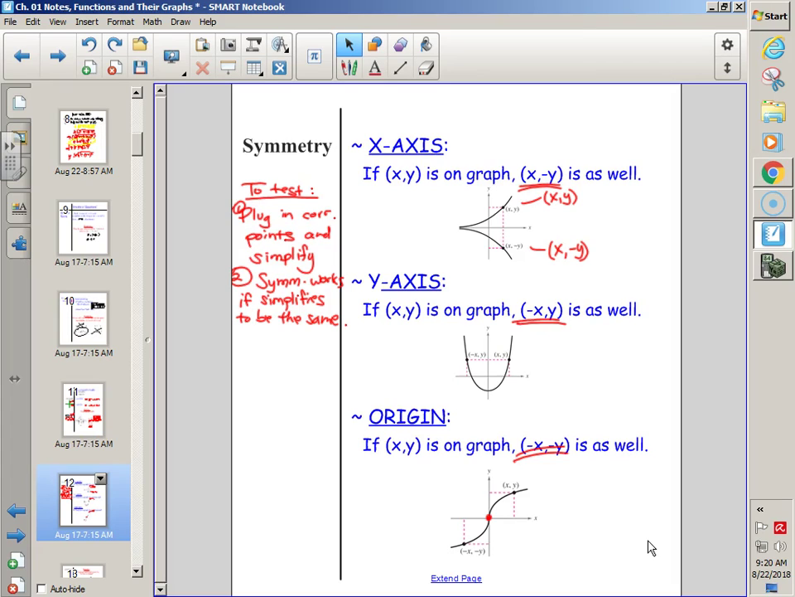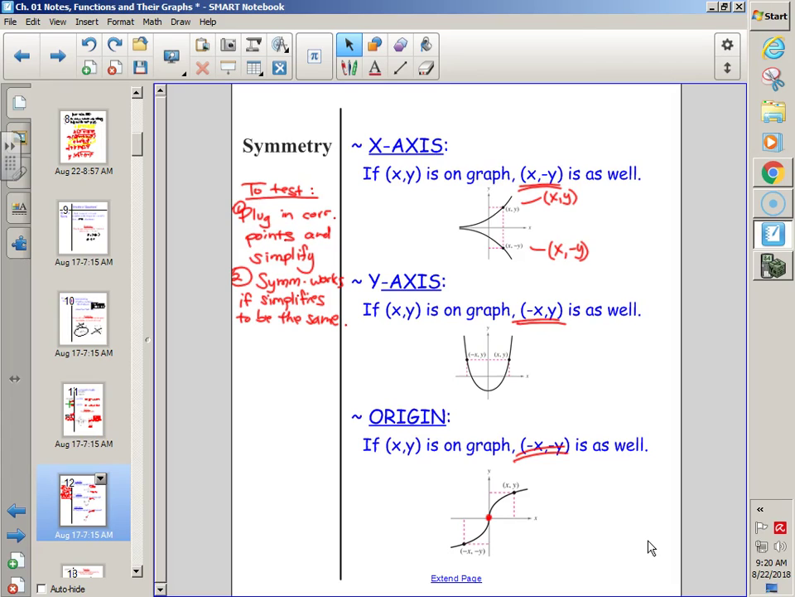If it does have x-axis symmetry, you should be able to plug in what I called the corresponding point. For x-axis symmetry, (x, y) should correspond to (x, negative y). So we would plug that into the function and simplify it. If it ends up the same, that's the key phrase, the same. If after simplifying you get the same result as the beginning, they both match up, they both give true statements, and therefore the symmetry exists.